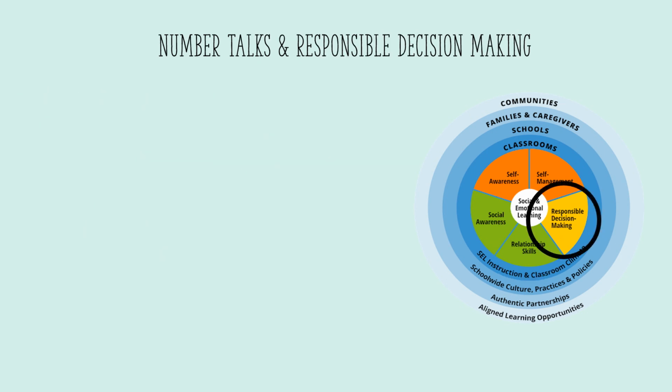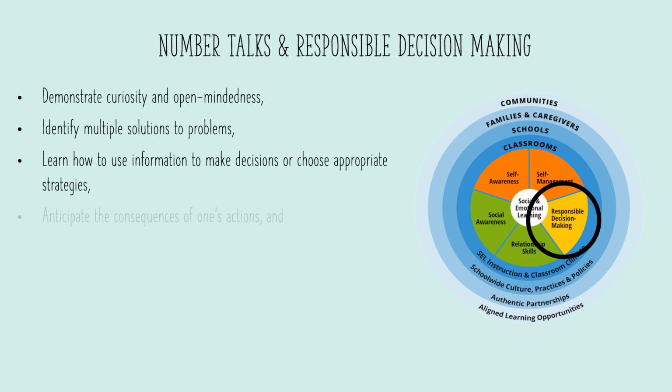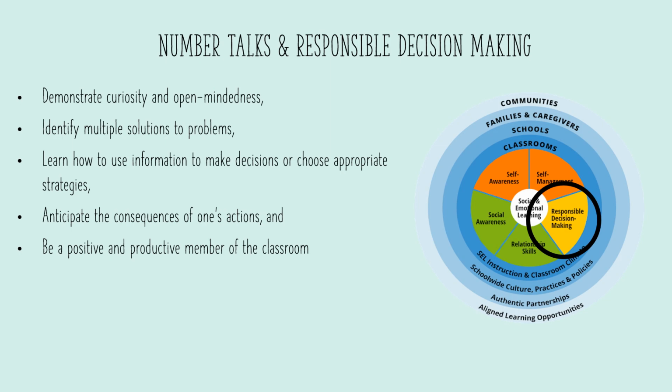Responsible decision-making is the ability to make caring and constructive choices about personal behavior and social interactions across a variety of situations. Number talks support the development of responsible decision-making by allowing students the opportunity to demonstrate curiosity and open-mindedness, identify multiple solutions to problems, learn how to use information to make decisions or choose appropriate strategies, anticipate the consequences of one's actions, and be a positive and productive member of the classroom.